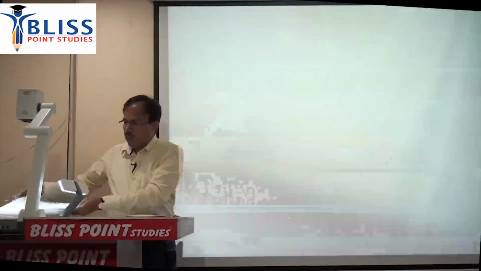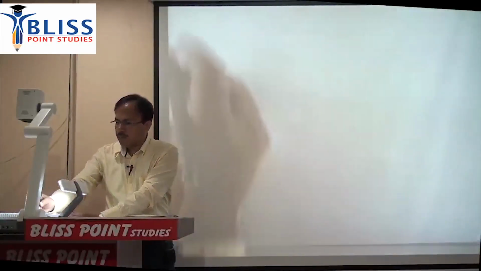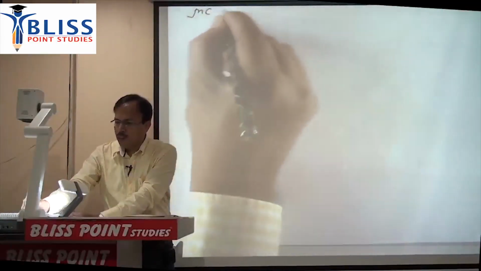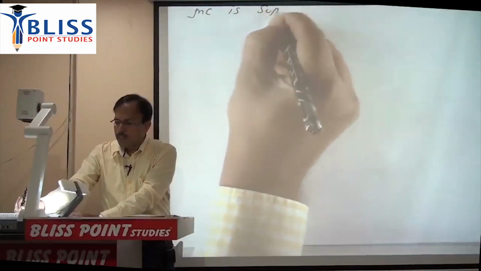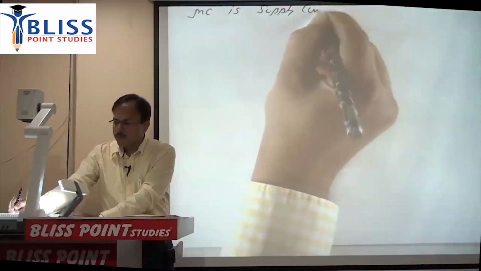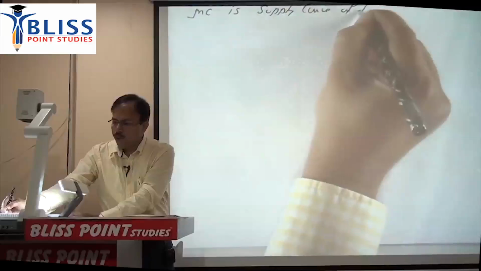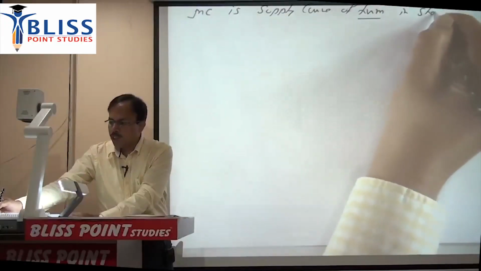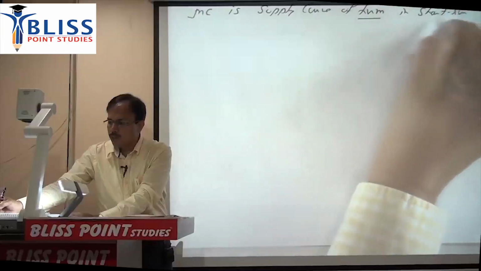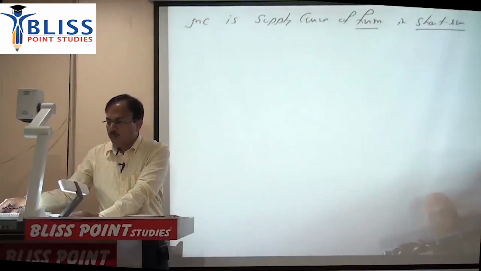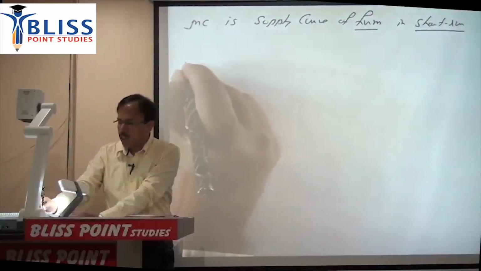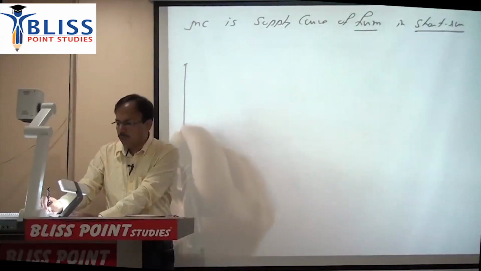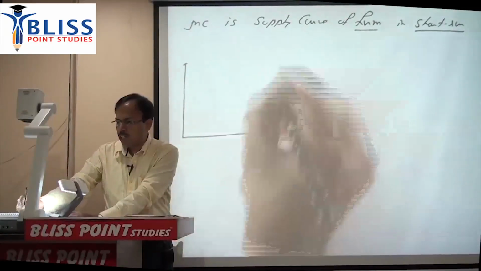ठीक है. सो हेडिंग हो गया मार्जिनल कॉस्ट कर्व इज सप्लाई कर्व. Why marginal cost curve is supply curve of competitive firm, and that too in short run. ठीक है. Marginal cost curve is supply curve of firm in short run. I am using basically 3 different parts. ध्यान देना जरा.